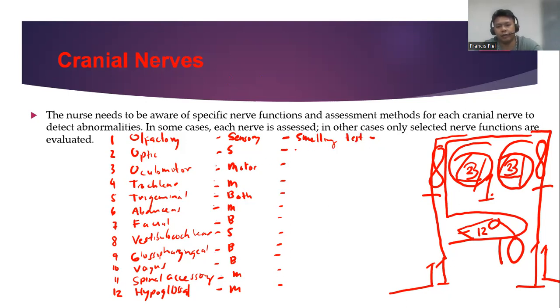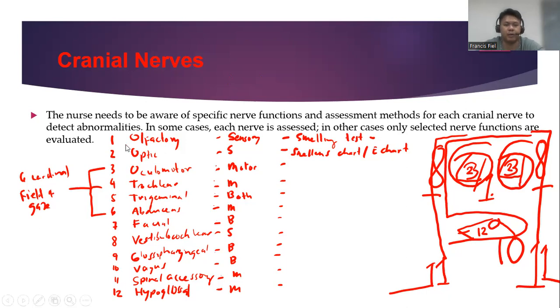Optic nerve, we have your Snellen's chart, or your E chart for those who are illiterate. Oculomotor for the 3, 4, and the 6, you have your 6 cardinal fields of gaze. So, ano yan sila? Pack 1, pack all na sila. 3, 4, and 6.